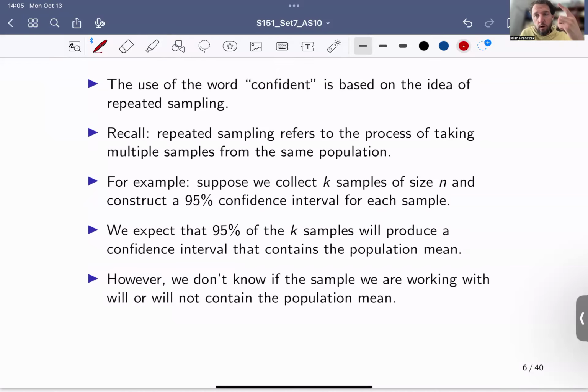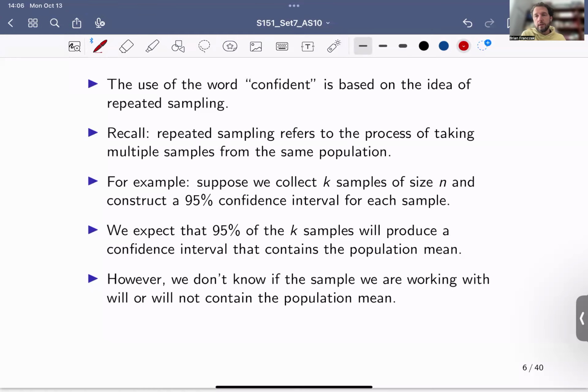And we only collect one sample, but we interpret the confidence interval from that one sample as if we repeatedly sampled from the population. So that one sample is a representation or a realization of an infinite number of samples, and we interpret the interval in the context of that, with the understanding that we could compute an infinite number of confidence intervals.